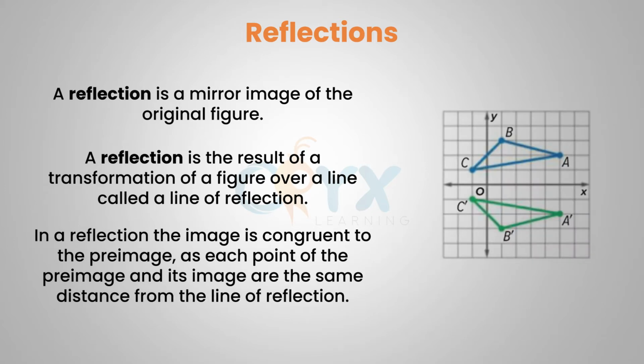So as we can see here, figure ABC is reflected over the x-axis to create the figure A'B'C'. The points A and A' are the same distance from the line of reflection, as are the points B and B', and C and C', creating two congruent figures.